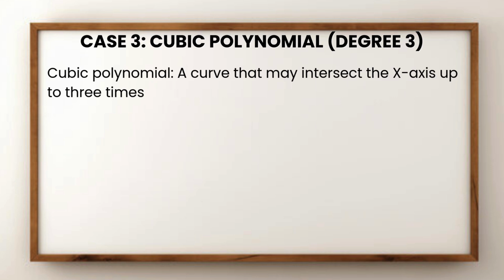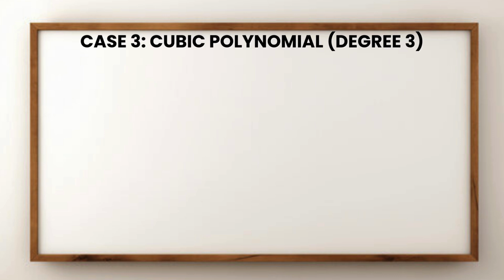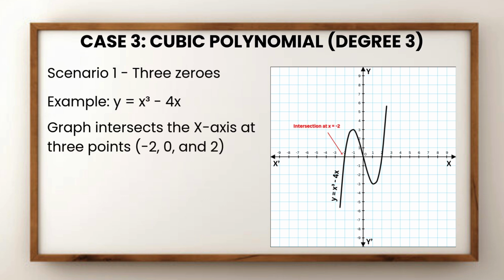A cubic polynomial has a curved graph that can intersect the x-axis up to 3 times, meaning it can have 1, 2, or 3 real zeros. For a cubic polynomial with 3 real zeros, the graph crosses the x-axis at 3 different points. For example, the graph of y equal to x cube minus 4x crosses at x equal to minus 2, x equal to 0, and x equal to 2.